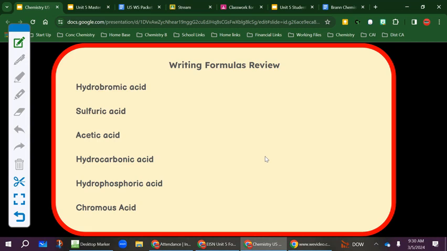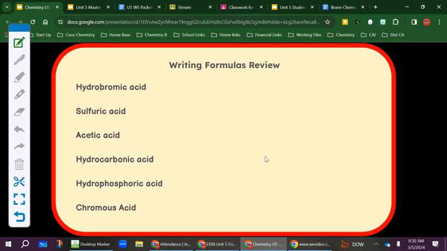Cynthia, wait, let me look at your list. Your last one was not right. That's an OUS acid, not an ic acid. That's what we were just talking about. You said hydro goes with everything? No, hydro only goes with binary. Hydrogen goes in every formula, but hydro in the name means that it's binary.